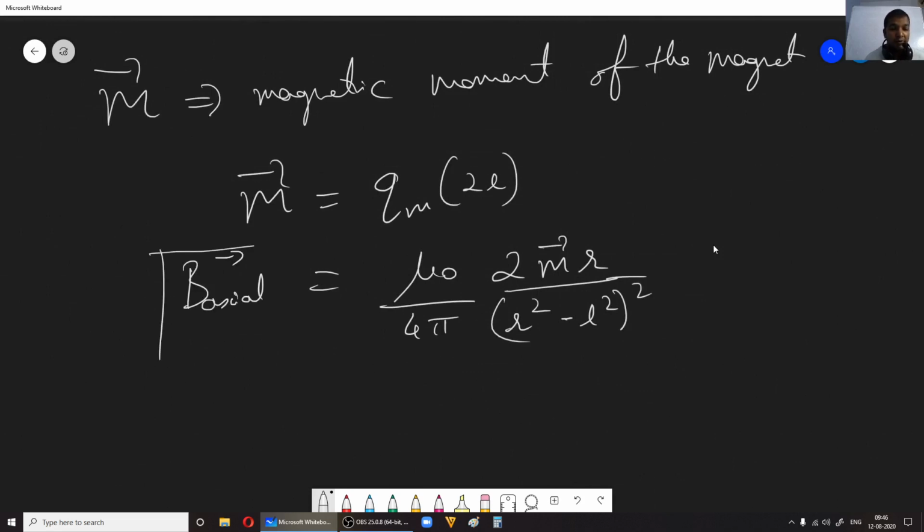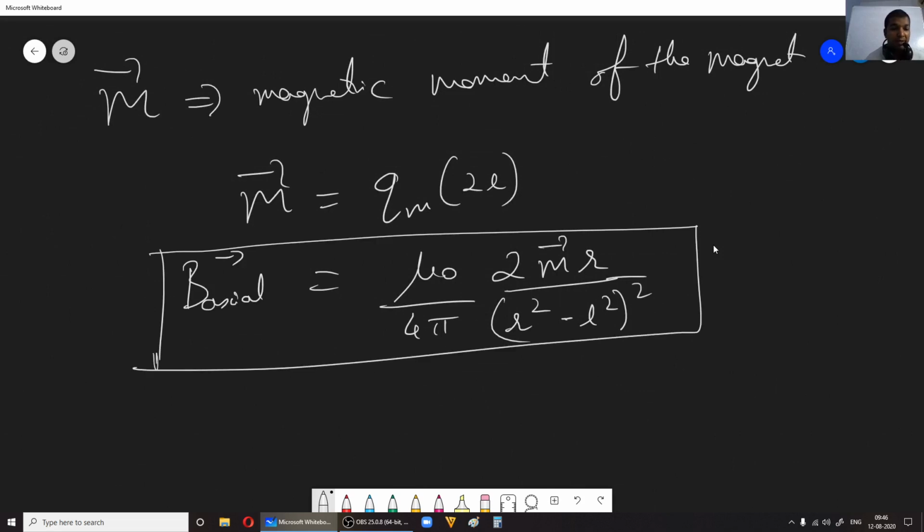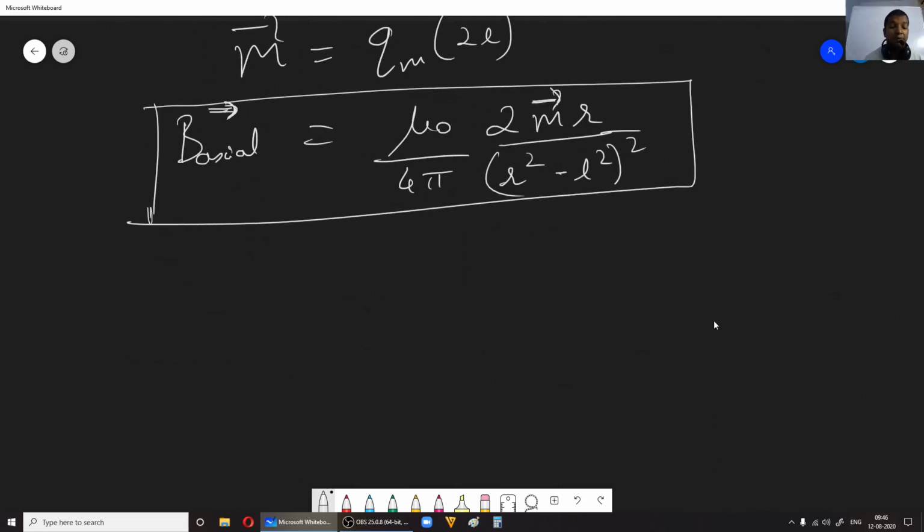Okay, so I have introduced vector symbols here. That means the axial magnetic field and the magnetic moment both are in the same direction. Fine. Now here comes the approximation, which most of you know by now. If R is much greater than L, with respect to the distance, then this magnet looks like a short bar magnet.